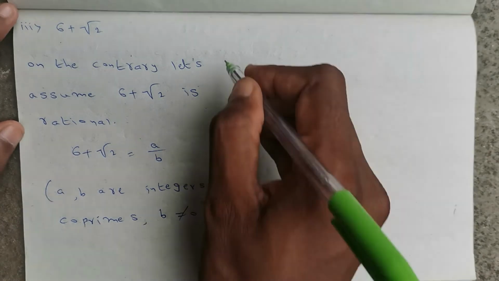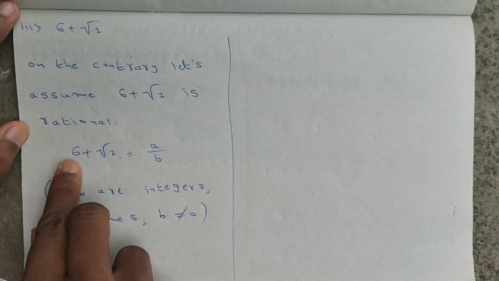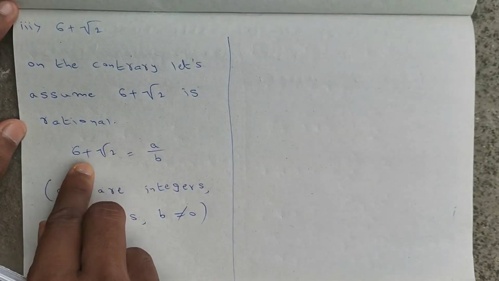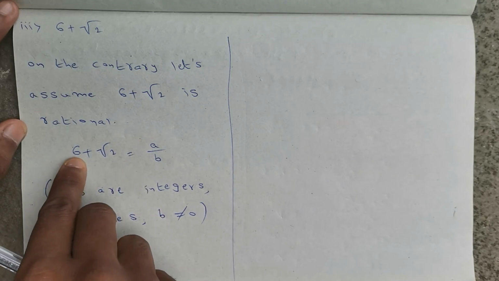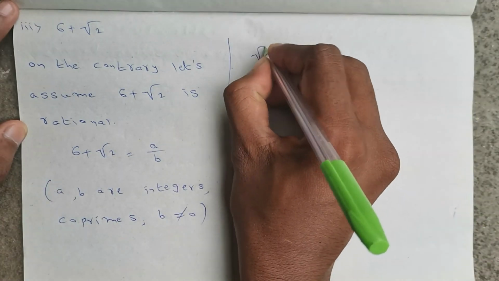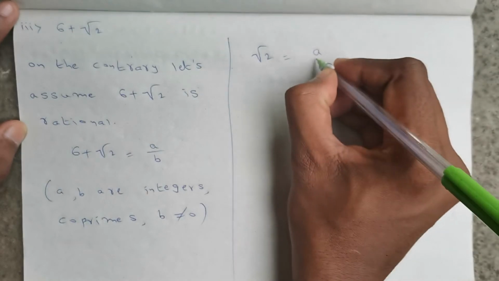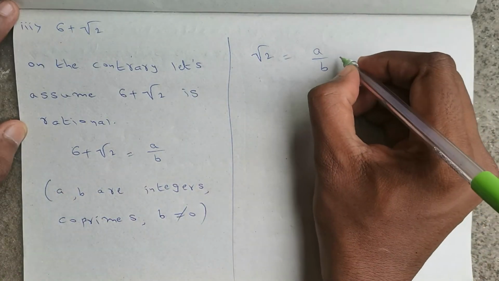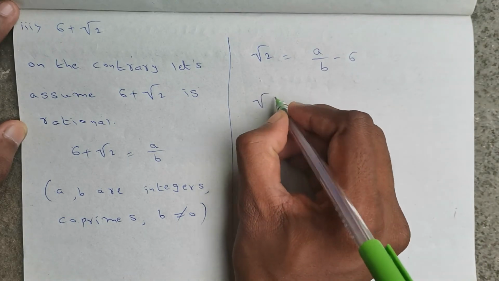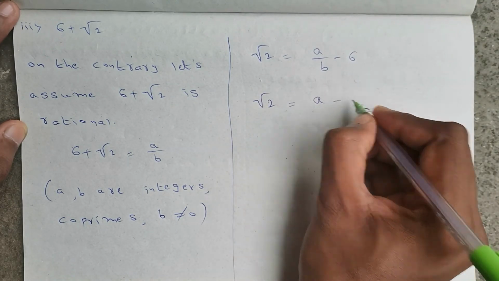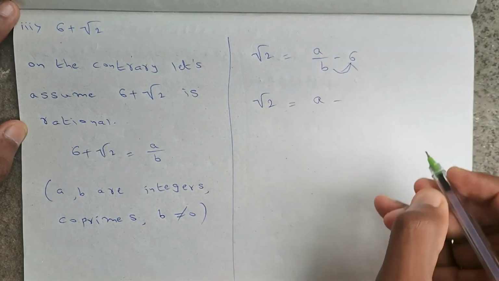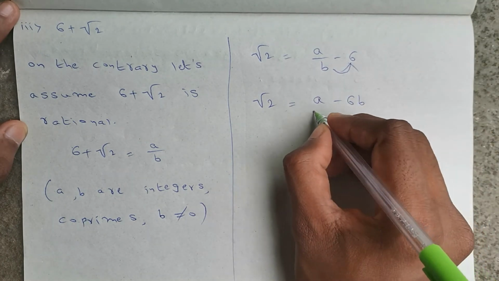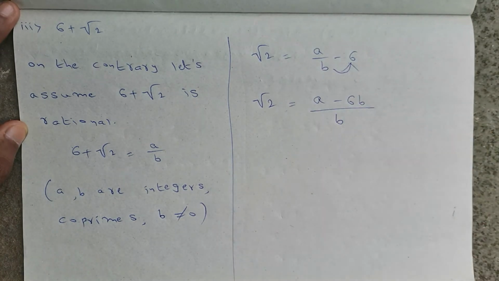So now here one term is rational, one term is irrational, so no need of squaring. Directly take 6 to the right side. Root 2 is equal to a by b, and this plus 6, if we take to the right side, it will become minus 6. So root 2 is equal to (a minus 6b) whole divided by b.